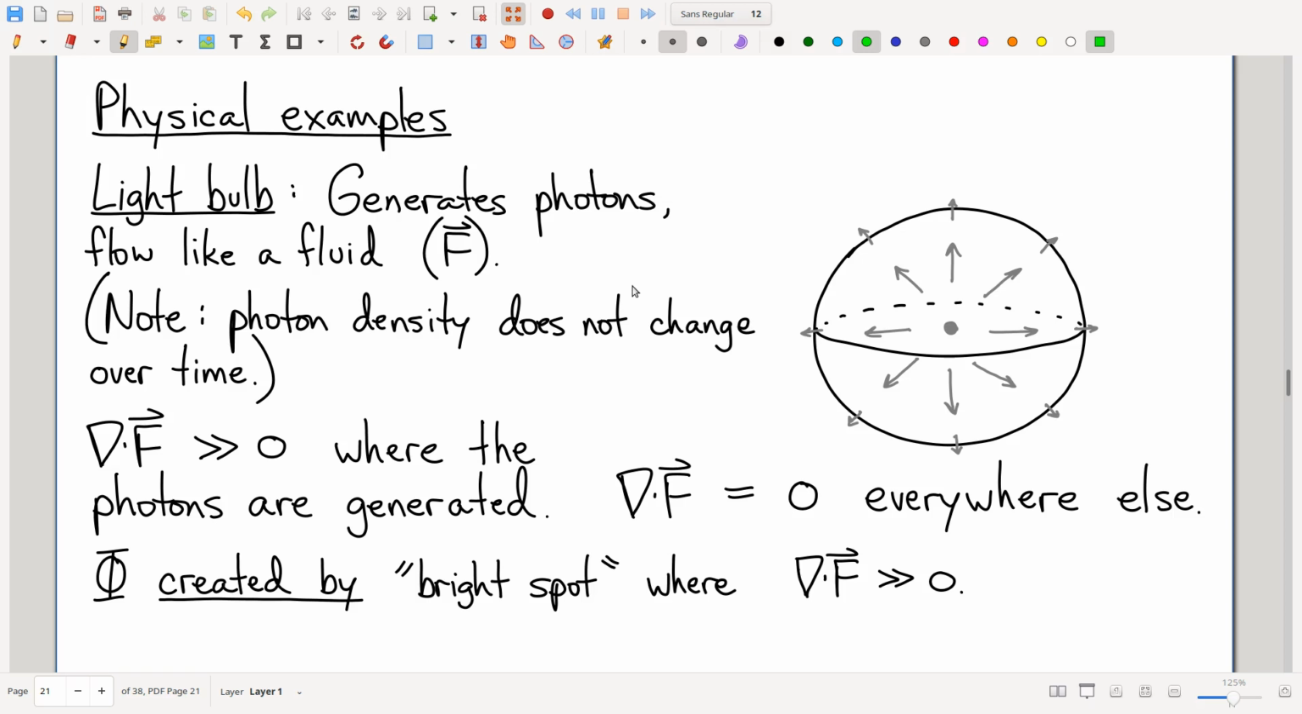And my favorite first example of this is a light bulb. So I'm going to imagine we have an LED light bulb.